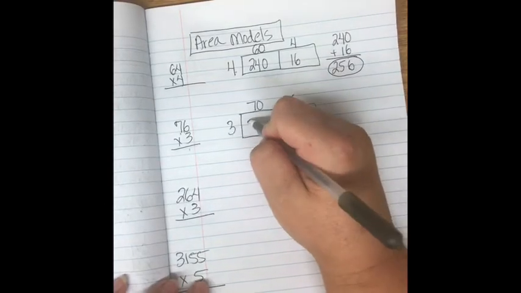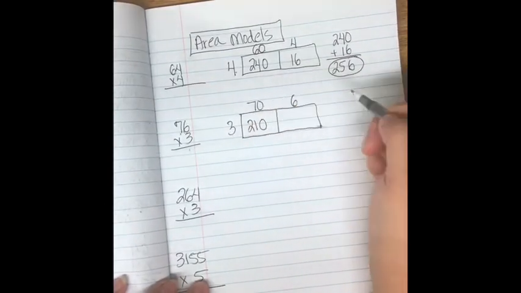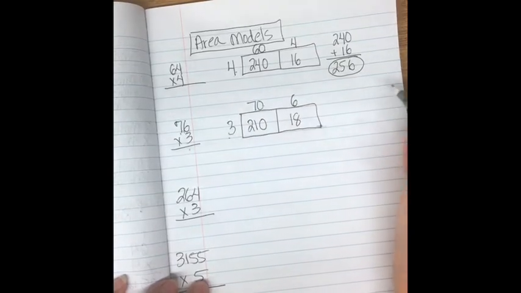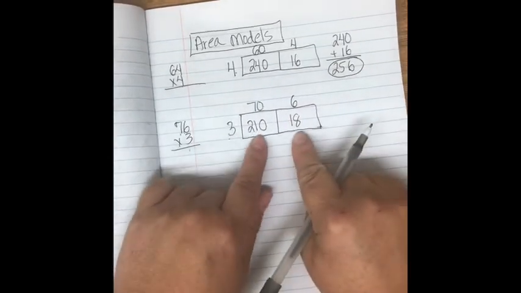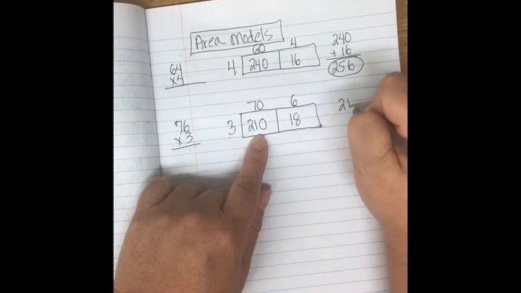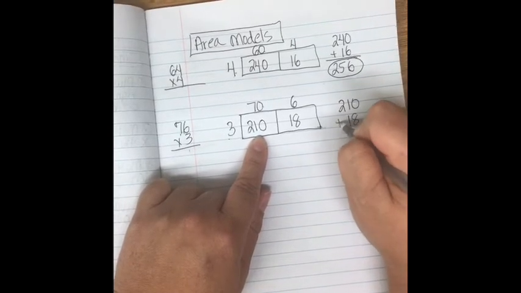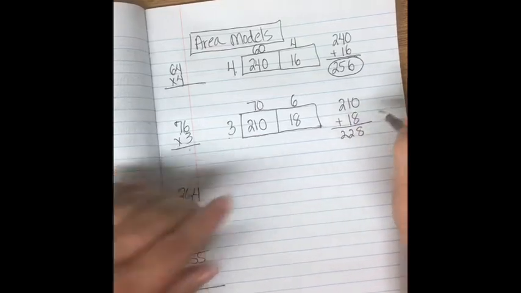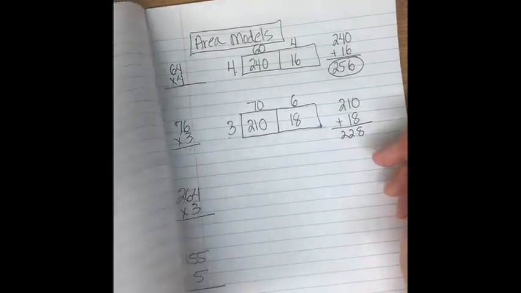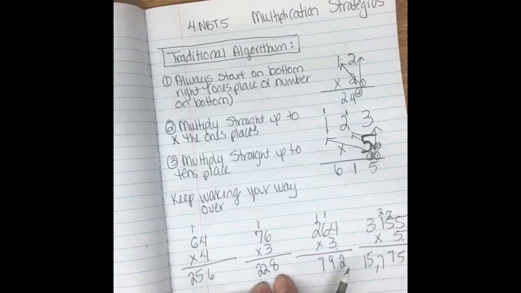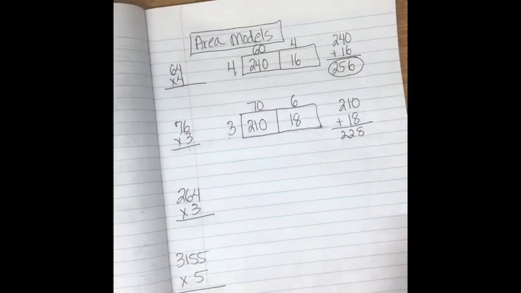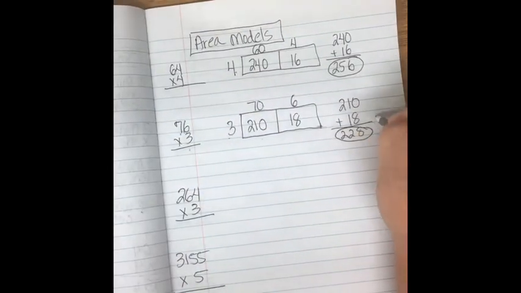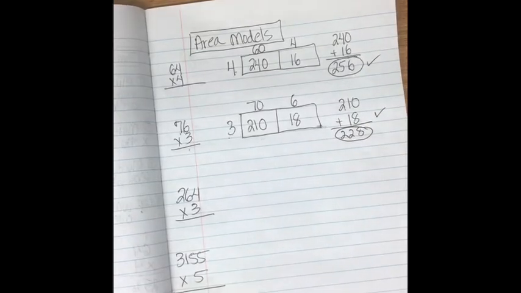3 times 7 is 21. Add the 1 0. 3 times 6 is 18. Now I'm going to stack up the numbers in the middle of the box, which is 210 and 18. And I'm going to add those. 1 plus 2 and bring down the 2. So I got 228. Again, I could check my work using the traditional algorithm that we got before. So I know that I am correct because my work has been checked for both those actually.